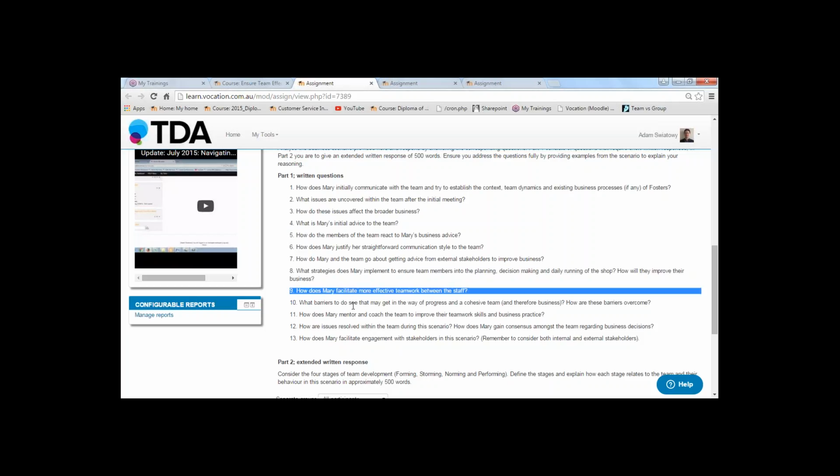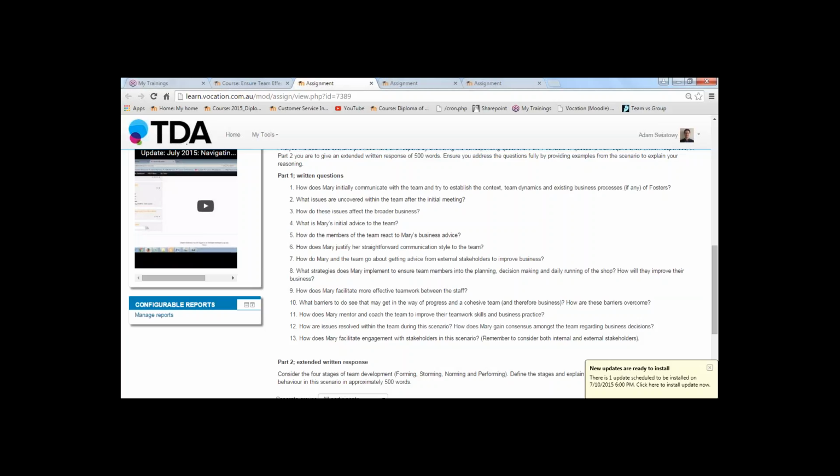Question 9, what I'm really looking for here is, what are some of the leadership skills that Mary is using to facilitate more teamwork between the team? If you have a look in your learning materials, there's information on leadership skills and practice there. What I'm looking for here is what are those leadership skills that Mary is using to really get more effective teamwork between the staff?